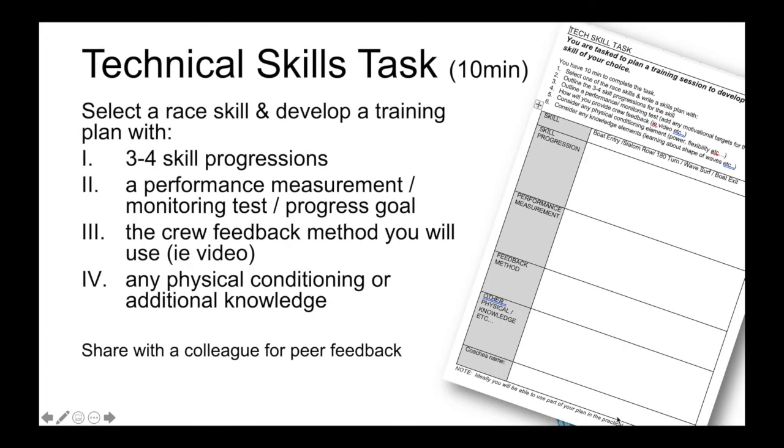The technical skills task is a short 10-minute planning task, and in that you need to select one of the race skills and then develop a simple training plan of how you would coach one of your athletes to develop that skill. So the particular things we're looking for is a small number of skill progressions, so a simple part of the skill and that skill then getting more complicated.